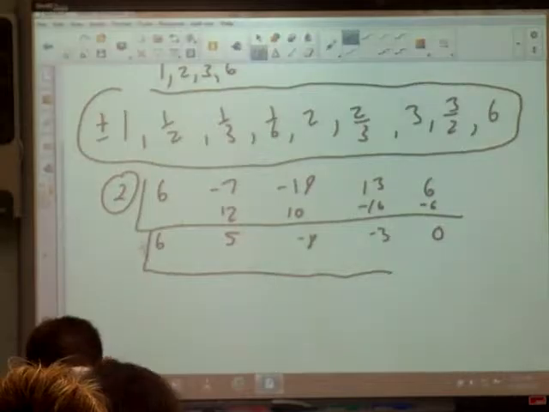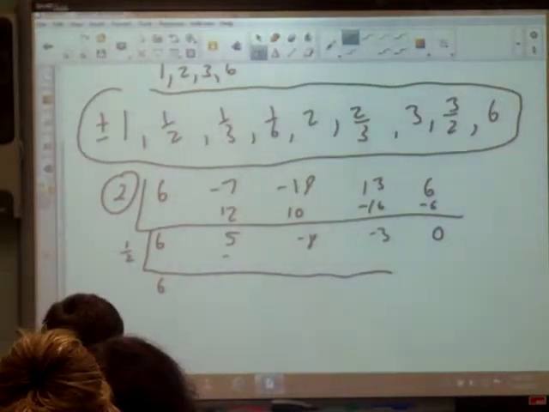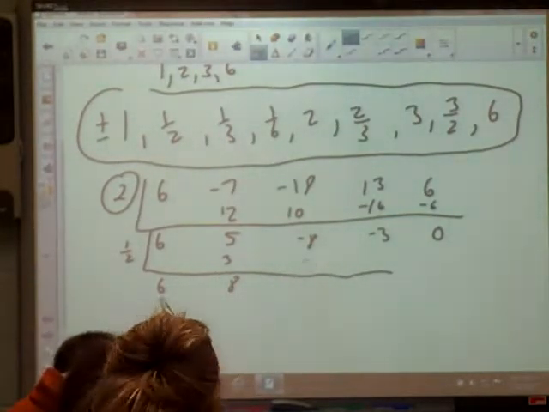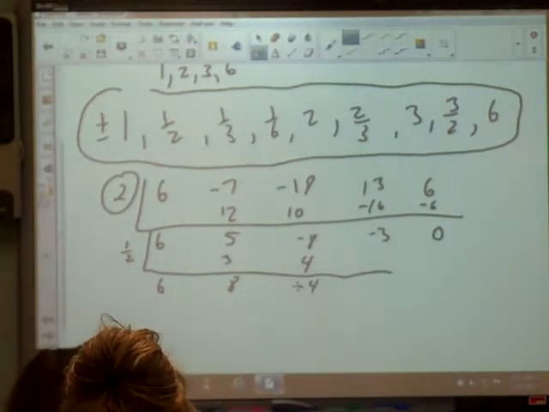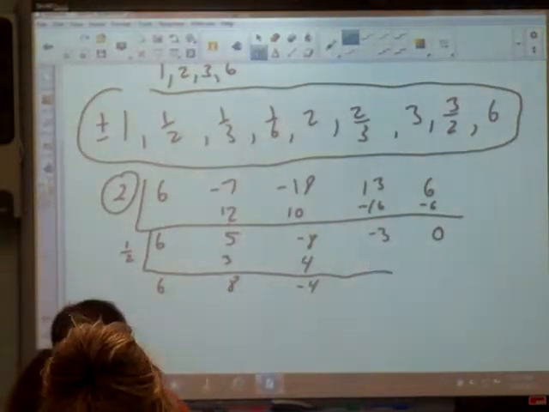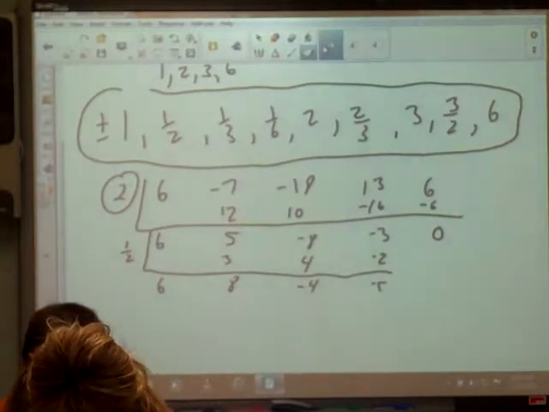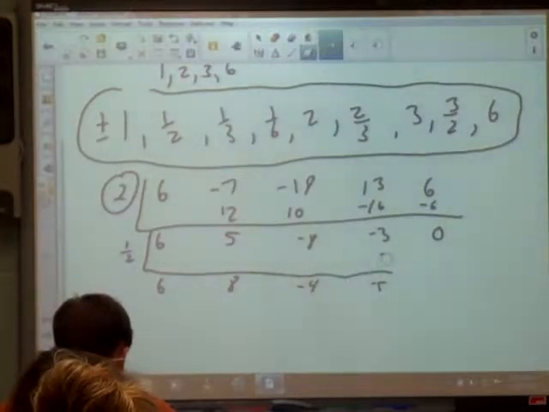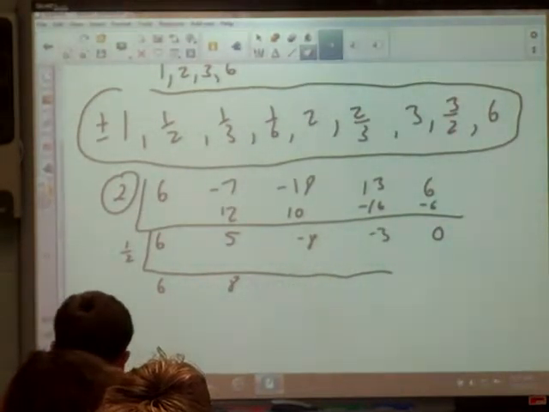A half. 6 times a half is 3. 5 plus 3 is 8. 8 times a half is 4. Negative 8 plus 4 is negative 4. Negative 4 times a half is negative 2, so that got me negative 5. So, like me, a half doesn't work. I'm thinking 3. Okay, the other Austin wants to try 3.